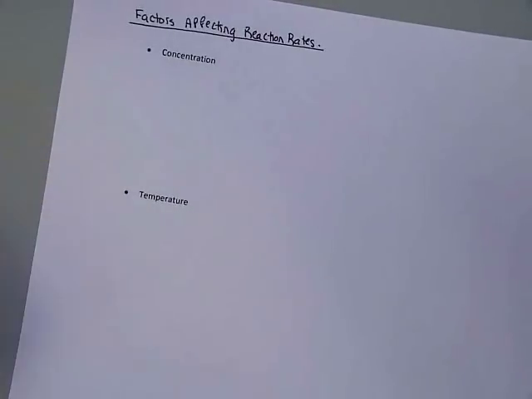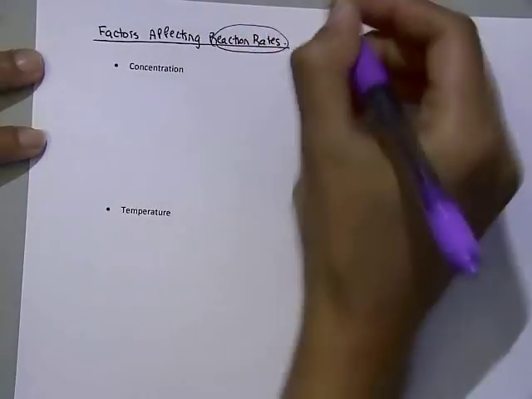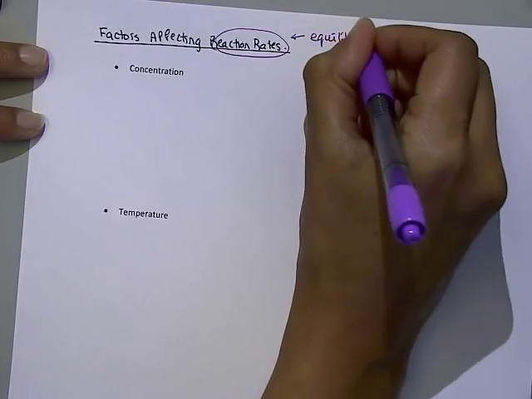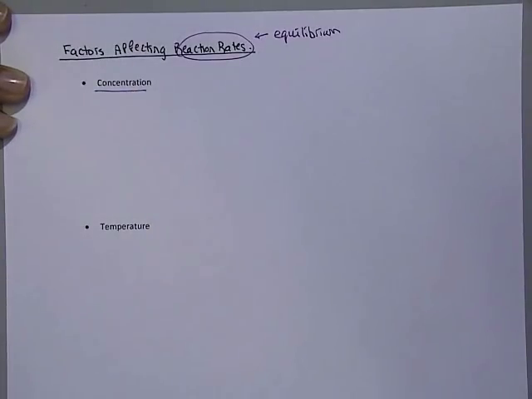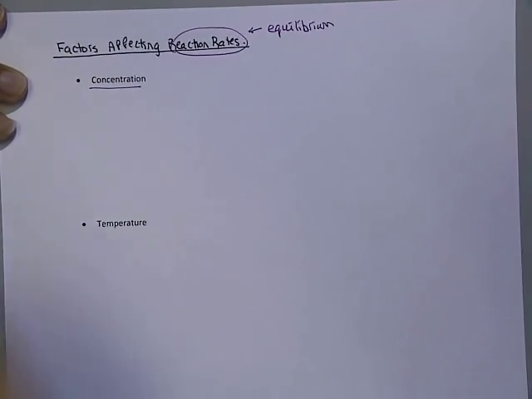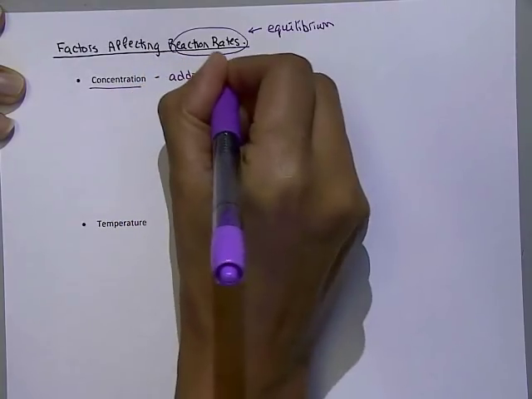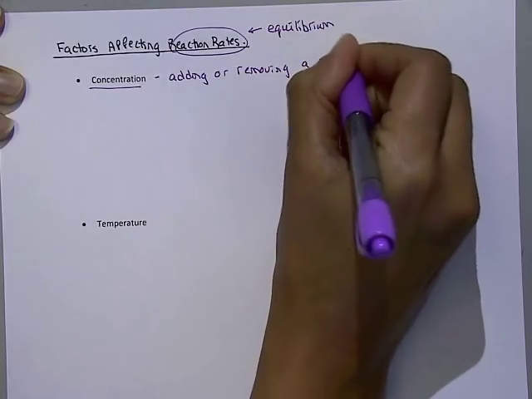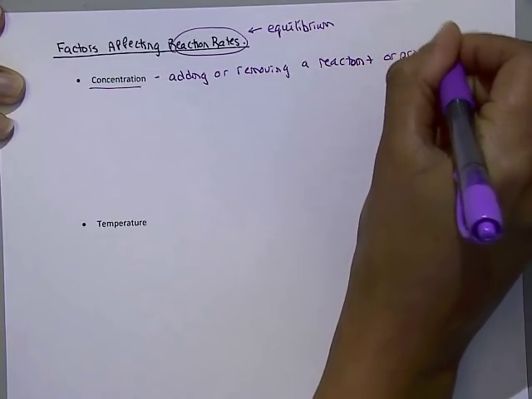All right, so now let's talk about some factors that affect reaction rates. When I talk about reaction rates, really what I'm talking about here is equilibrium, because chemical equilibrium is dictated by reaction rates, right? Okay, so one of the factors that affect reaction rates that you're going to take into consideration in this week's lab is concentration. And what we mean by concentration here is adding or removing a reactant or product. So this affects reaction rate.